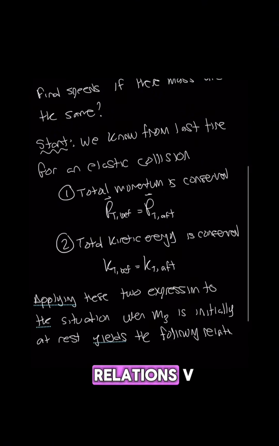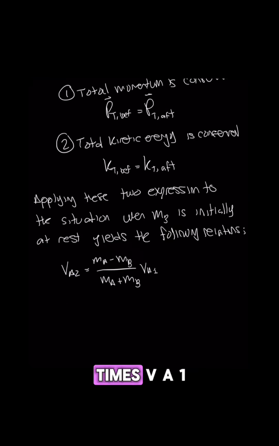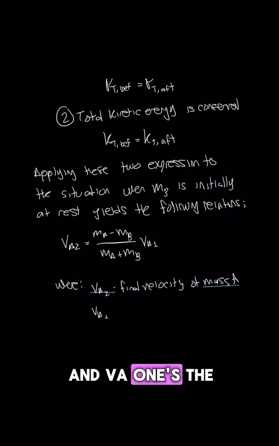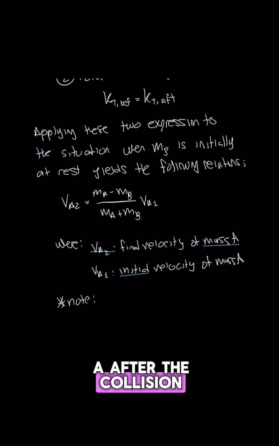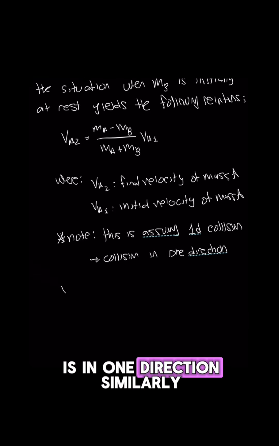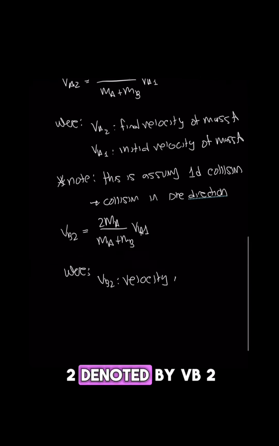From last time, applying these two expressions to the situation when mass B is initially at rest yields the following relations: VA2 equal to mass A minus mass B divided by mass A plus mass B times VA1, where VA2 is the final velocity of the mass A after the collision and VA1 is the initial velocity of mass A. Note, this is assuming that it's a 1D collision, meaning that the collision is in one direction. Similarly, this expression here is derived for the final velocity of mass 2, denoted by VB2.